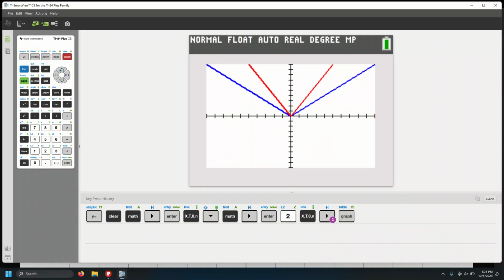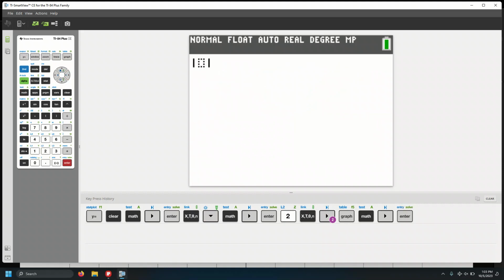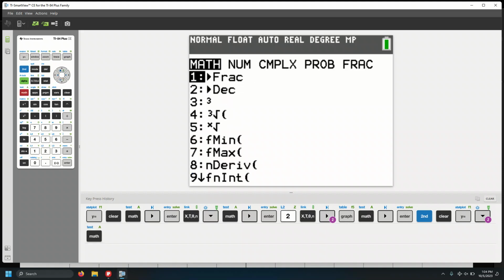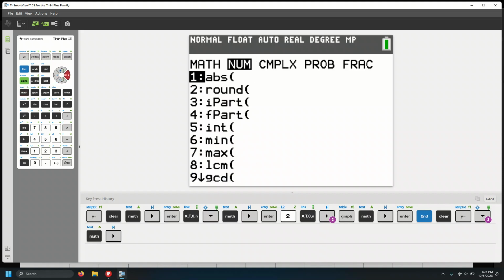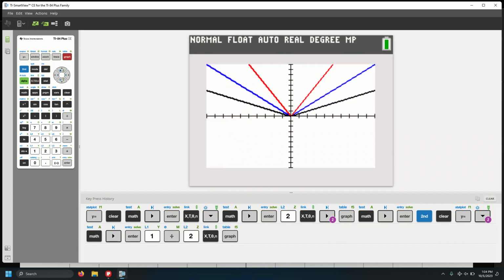Okay, let's put it in the graphing calculator to see what we get. And again, go math, num, apps. Oh, hold on, second quit. Okay, so math, num, ABS, that's going to be 1/2 x. And graphing, well, that's the one in black, and that indeed confirms our idea, right?